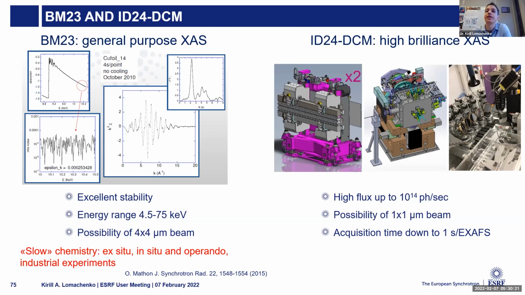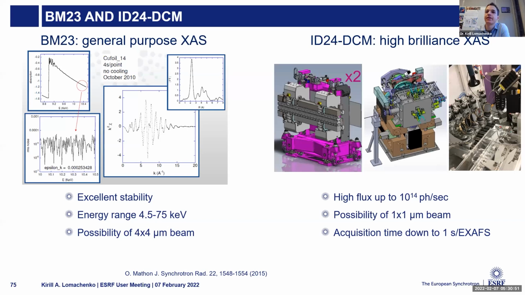But the other branch will be converted into a scanning beamline, so the DCM, the double crystal monochromator. There it will be the same undulator source, so there'll be a lot of photons, possibility to focus the beam down to 1 micron, or it's again not an obligation, so we can use a large beam as well. But the goal is to collect good EXAFS data in time down to 1 second. And it's possible, of course, to measure even faster.